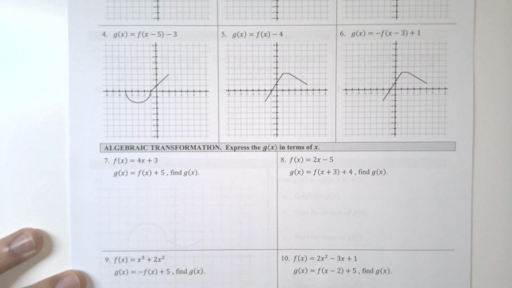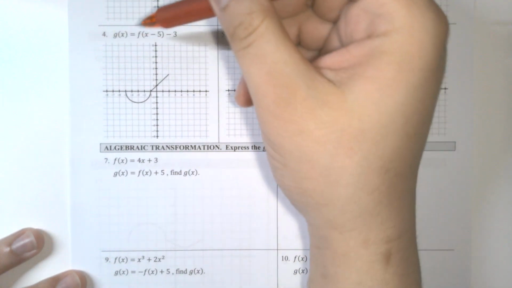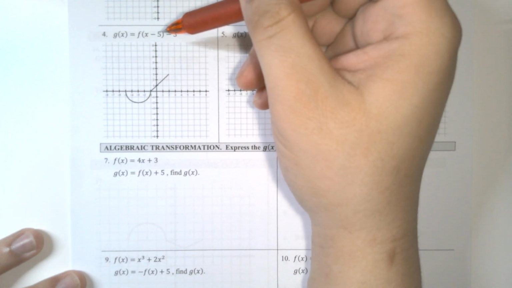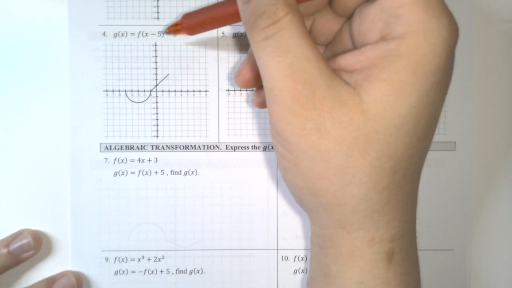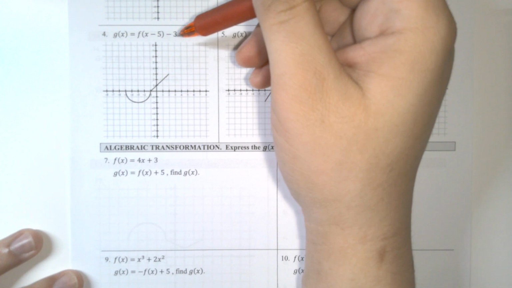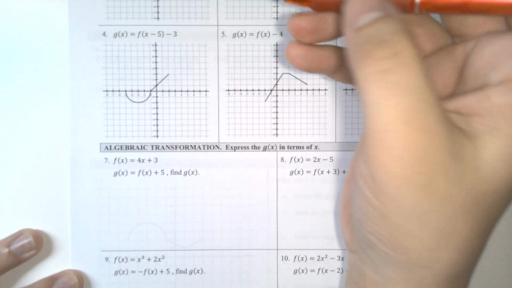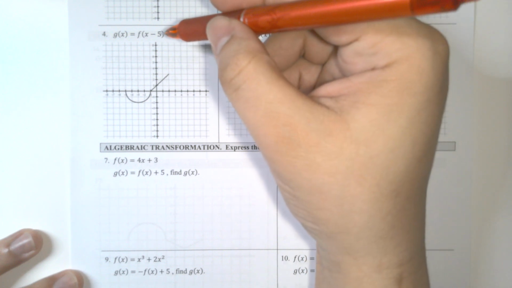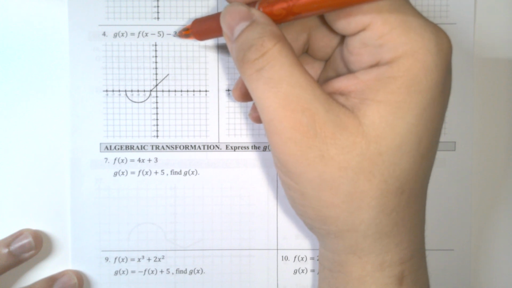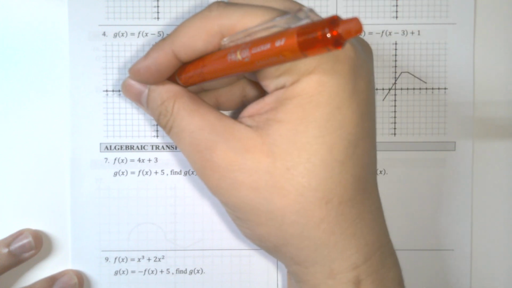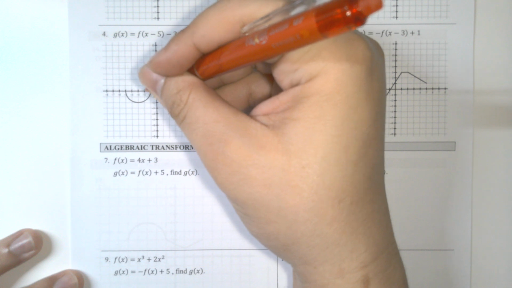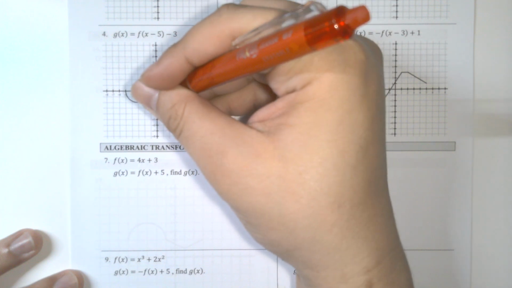All right. So now looking at number 4. So this minus 5 is telling us that we're going to move to the right 5 units and then down 3 units. So let's do right 5 units first. So moving everything to the right, 1, 2, 3, 4, 5.